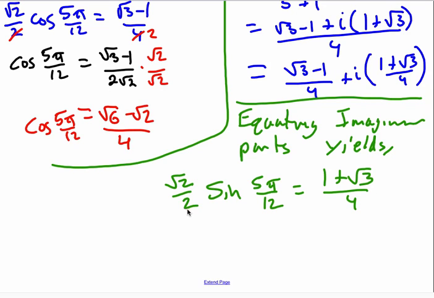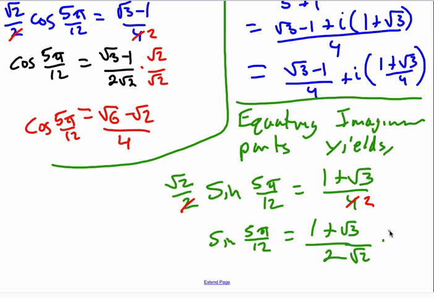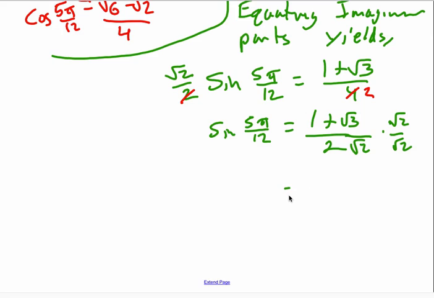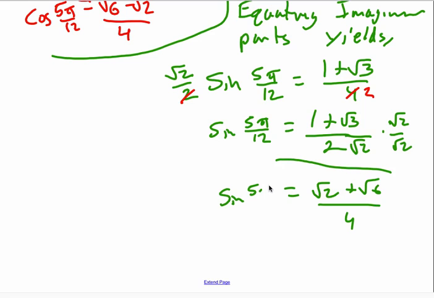Okay, so similarly to before, we can multiply both sides by 2, and then we're going to get sine 5 pi over 12 equals 1 plus root 3 over 2 root 2, because we're dividing both sides by root 2. And we can rationalize if we want by multiplying by root 2 over root 2. And we'll get this is equal to root 2 plus root 6 over 4. So very similar to that one. Okay, so this is the exact value of sine 5 pi over 12.